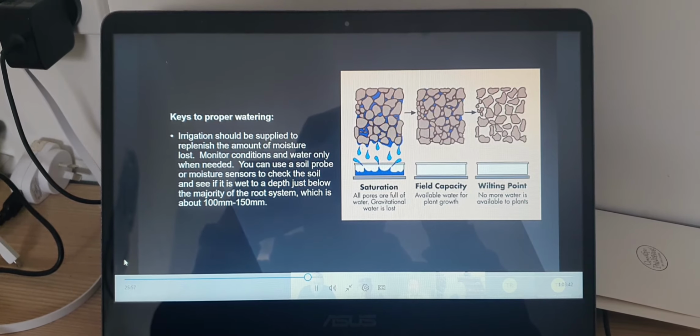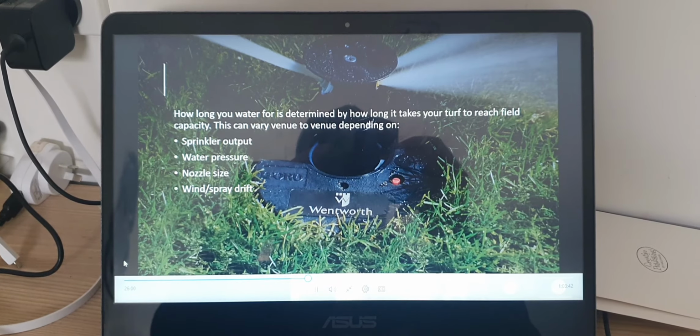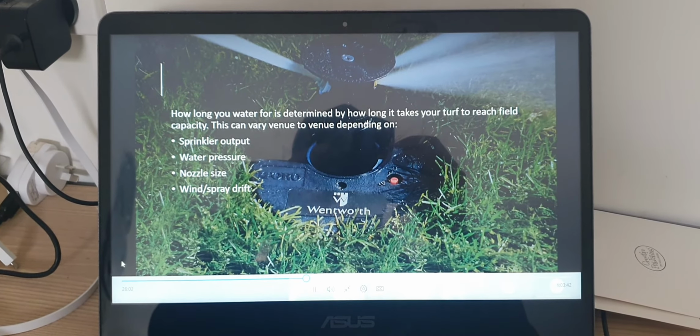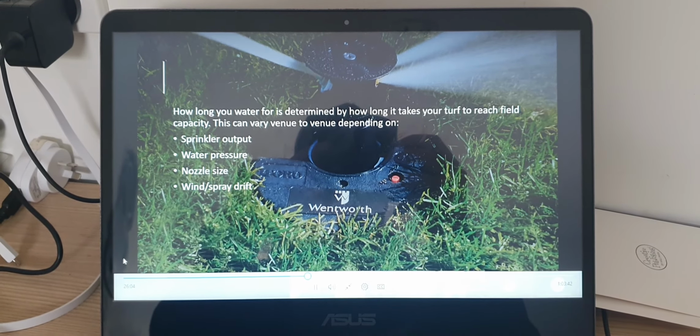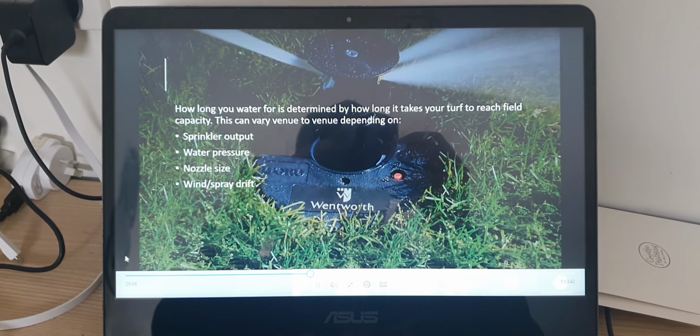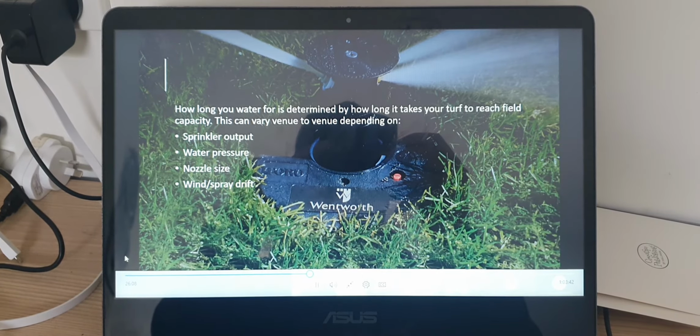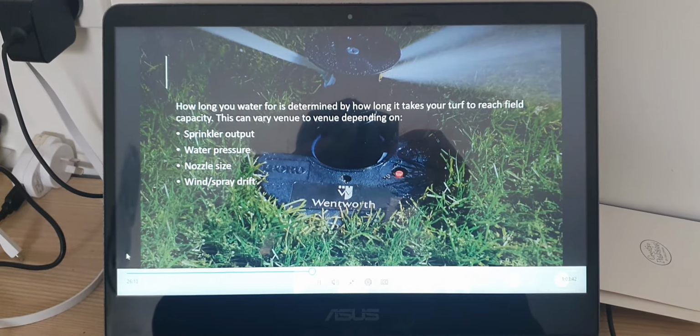the growing process. How long you water for is determined by how long it takes for your turf to reach field capacity. This can vary venue to venue depending on sprinkler output, water pressure, nozzle size, wind spray, etc.